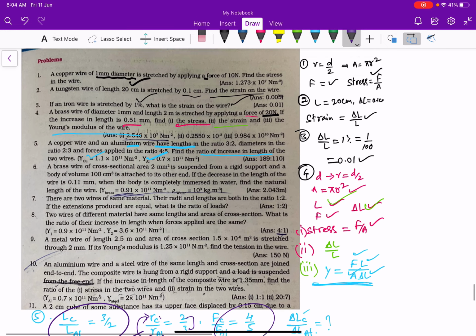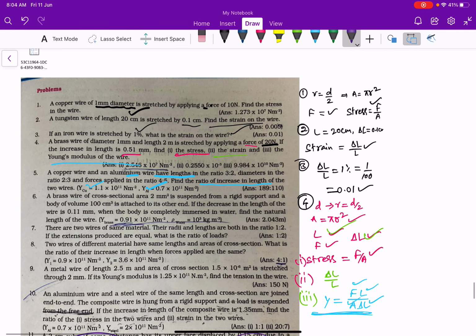So this is all about the explanation for problem number 5. Do 1, 2, 3, 4, 5, and the next easy one is: there are two wires of the same material.